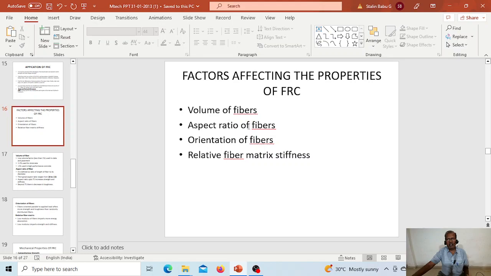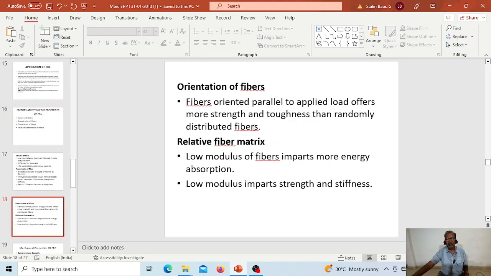And the third factor is orientation of fibers. Fibers can be oriented parallel, perpendicular, or irregular, randomly. Fiber oriented parallel to the applied load offers more strength and toughness than randomly distributed fibers. That is orientation. And the last factor is relative fiber matrix stiffness. Low modulus of fibers imparts more energy absorption, and high modulus imparts strength and stiffness.